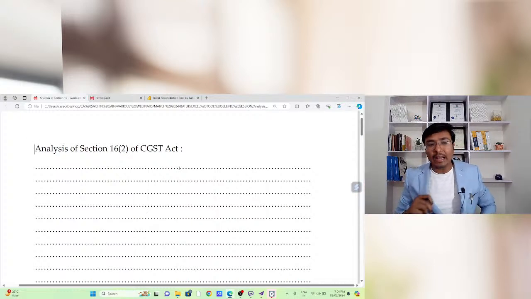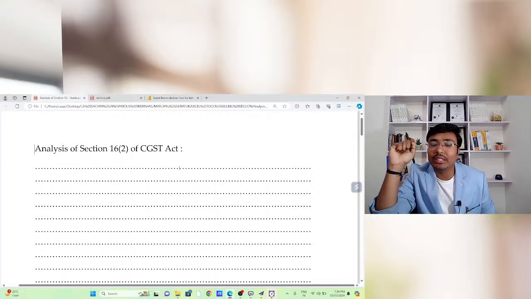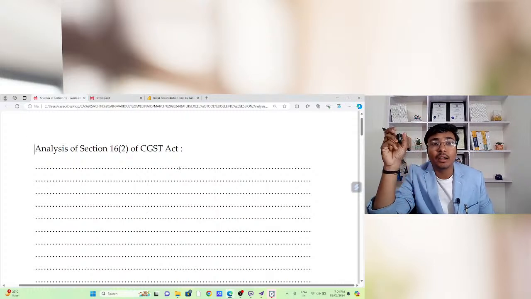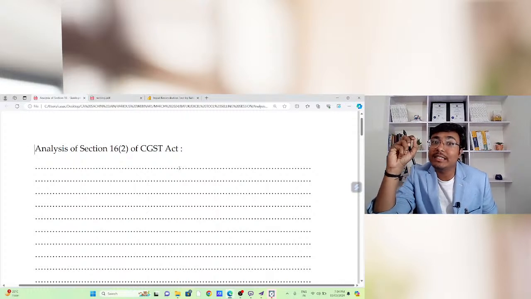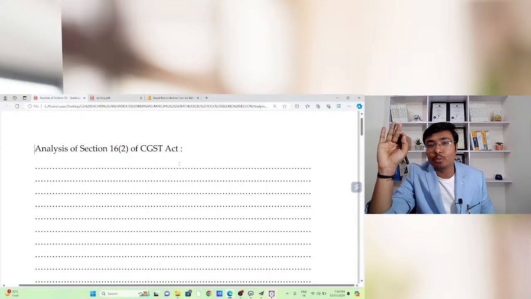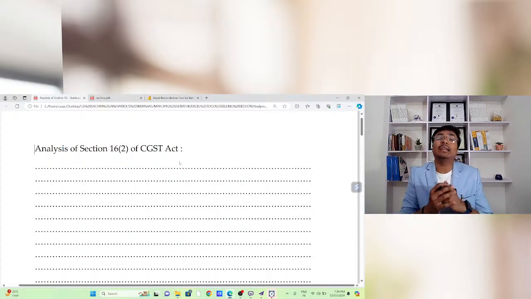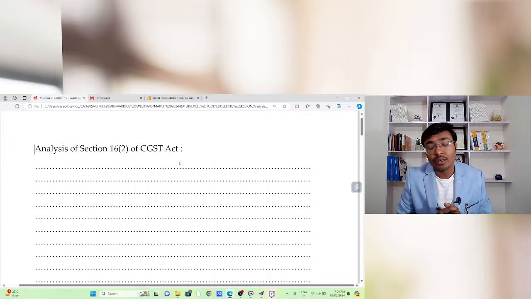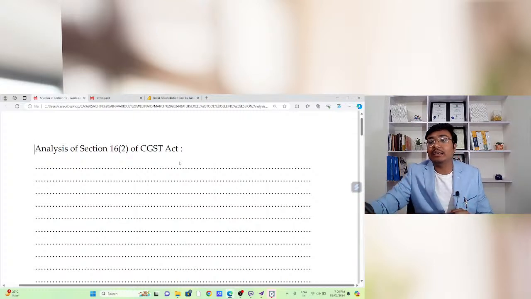Today we are going to discuss a very important topic: Section 16, subsection 2, which is related to the eligibility of input tax credit. We also have one big problem: how we can claim the input tax credit through GSTR-2B, and how we can reconcile our books of accounts, or our books' input tax credit, with the GSTR-2B.